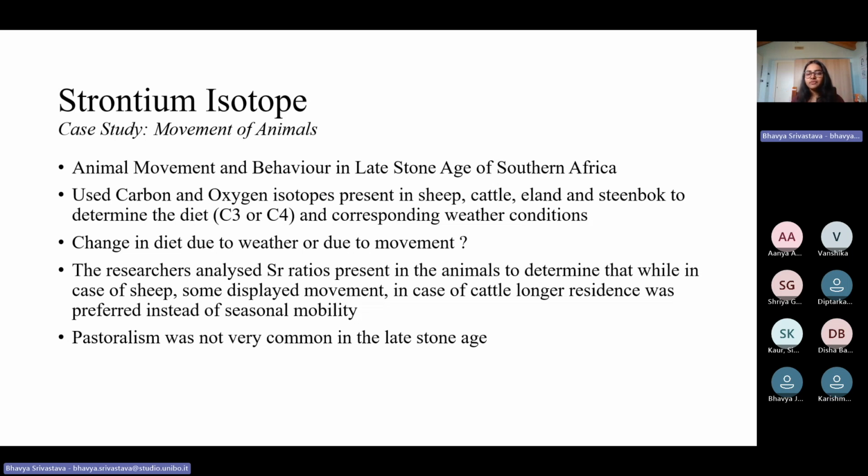While in the case of sheep, they found that some of the sheep were actually taken from one region to another. In the case of cattle, they almost lived in the same place throughout their life. And so longer residence was preferred for cattle and not seasonal mobility. And so pastoralism in the late Stone Age was not seen to be a common practice through strontium analysis.